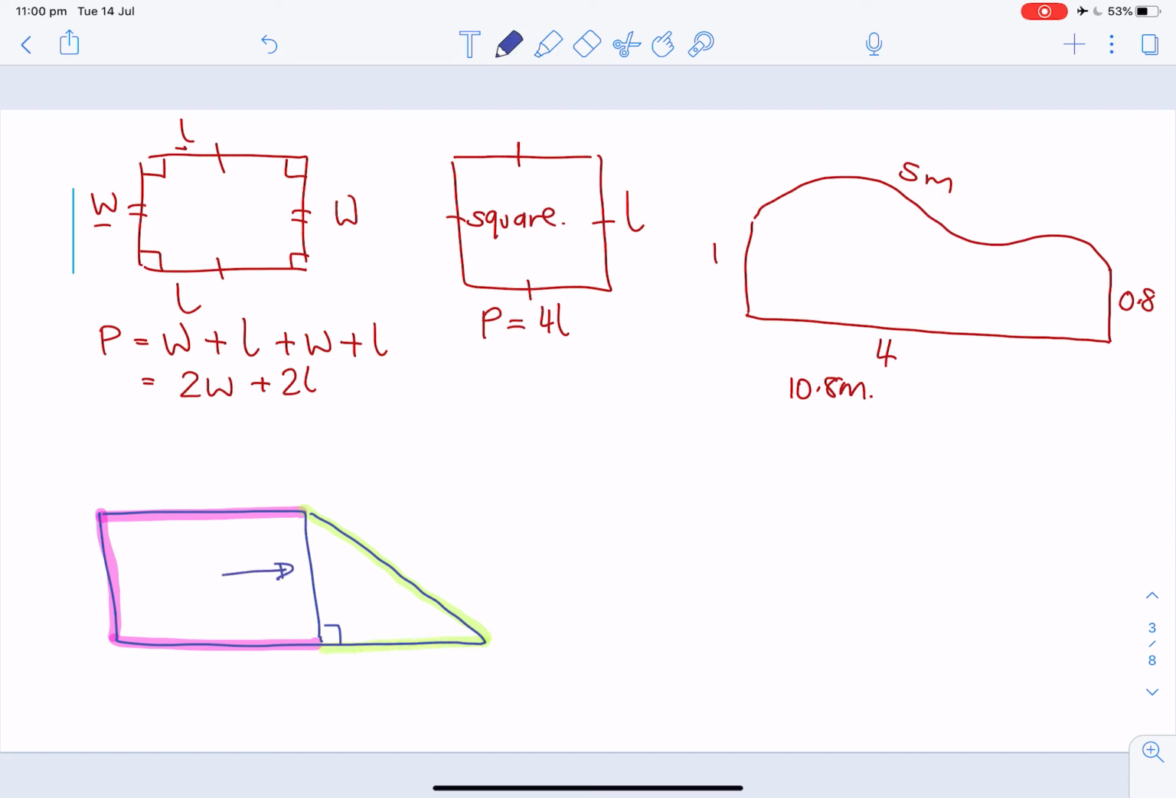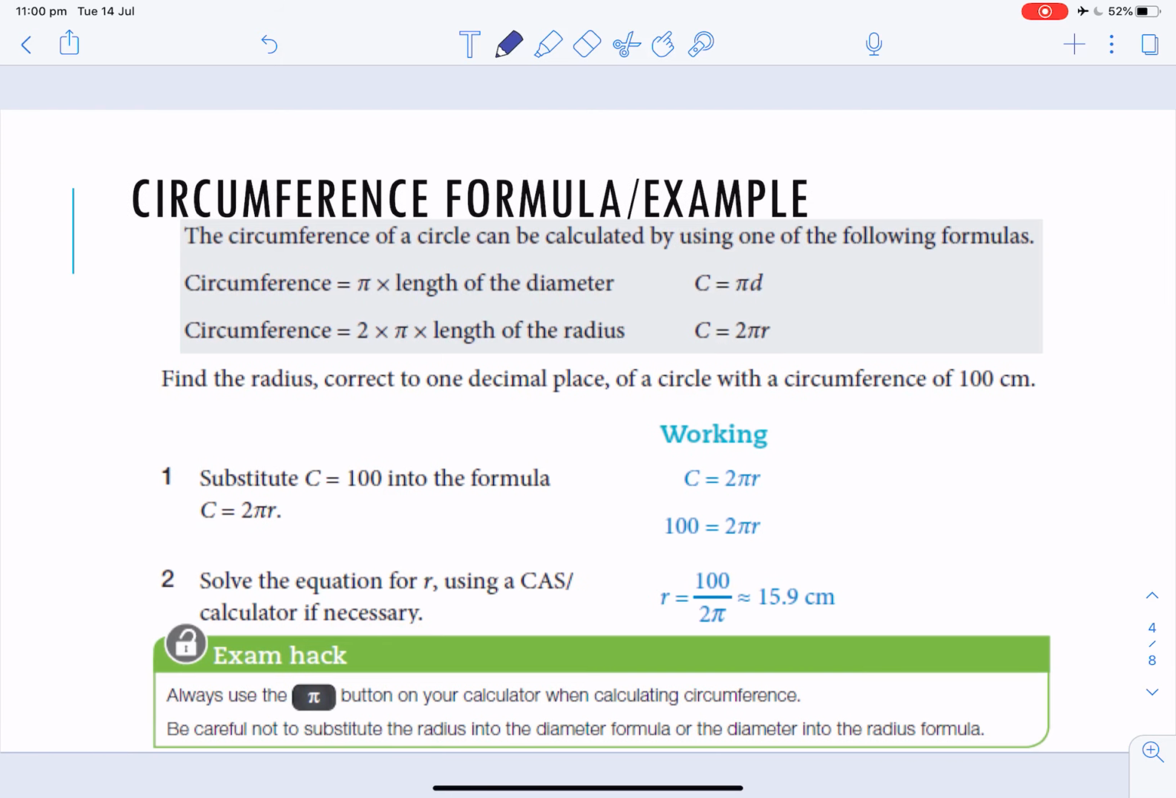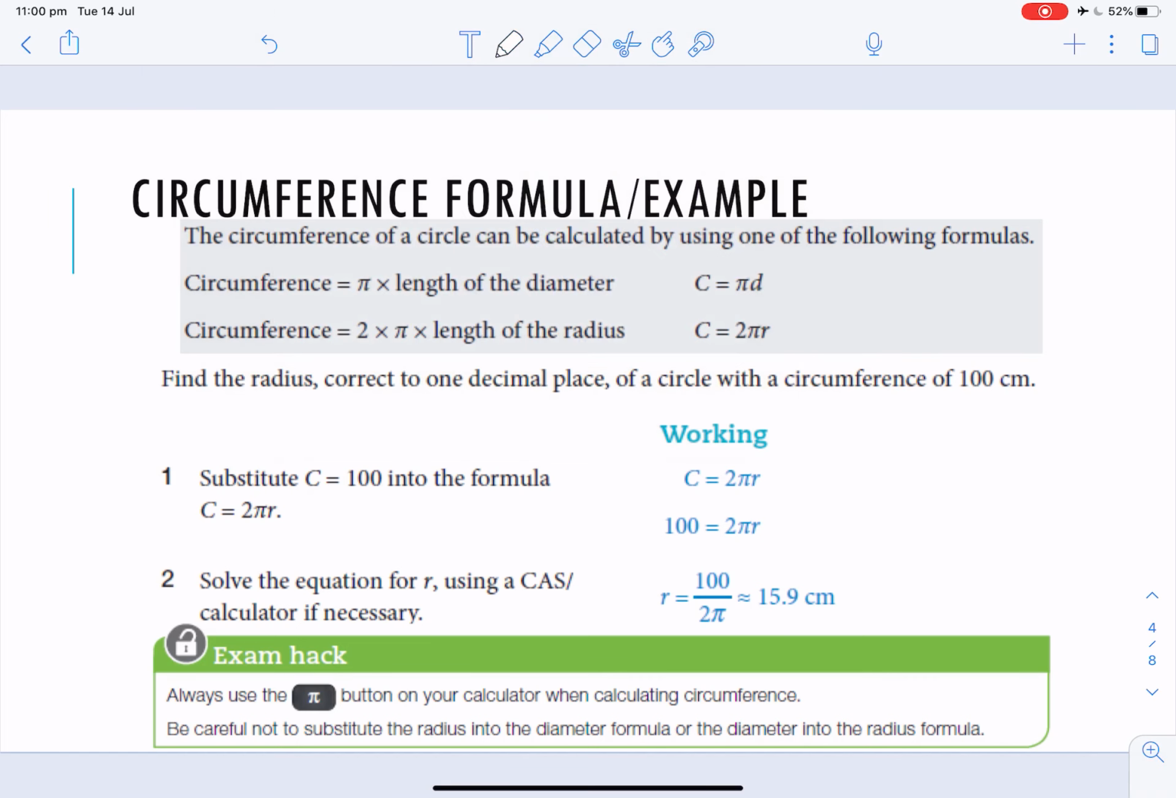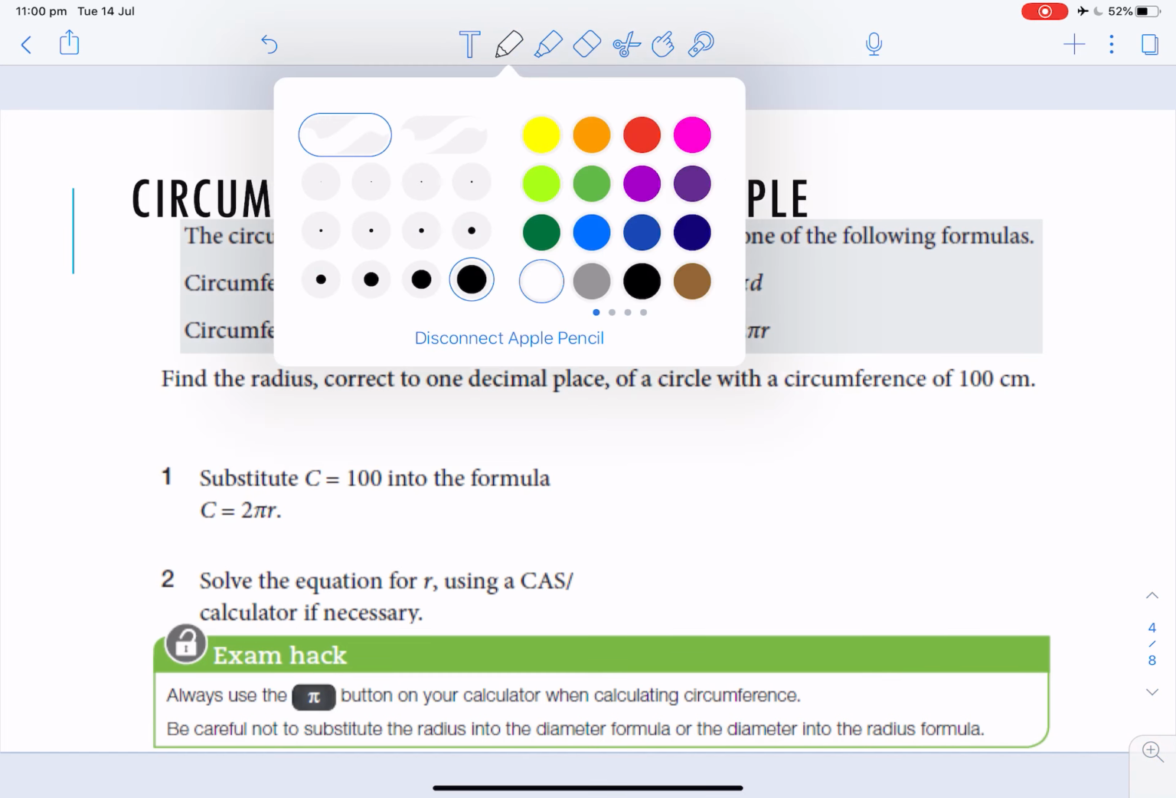Why? Because this is effectively 2 lines that are butted up against each other that are now no longer part of the outside of the shape. All right, so we get rid of them and we add up all the outside lines. Back to circles. So the circumference formula, let me just get rid of this guy so I've got room to scribble myself. There we go. I can show you step by step what to do.